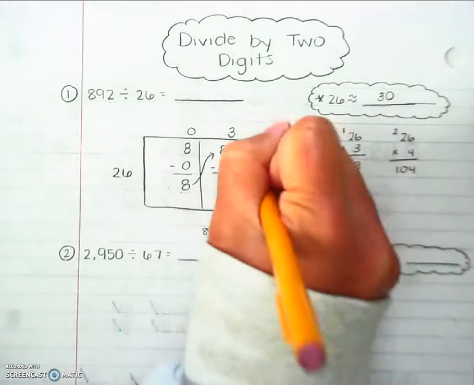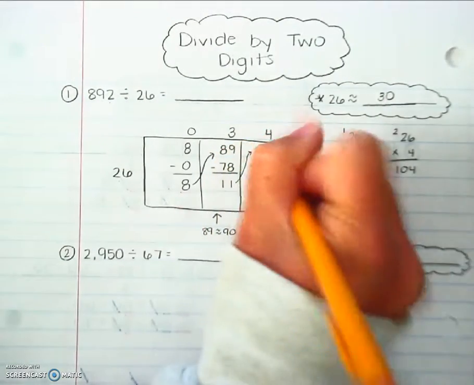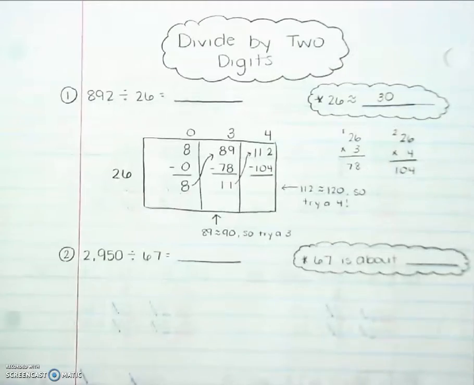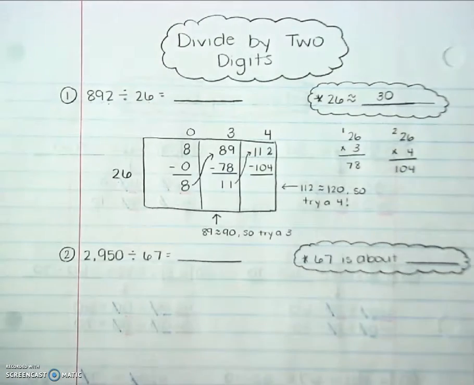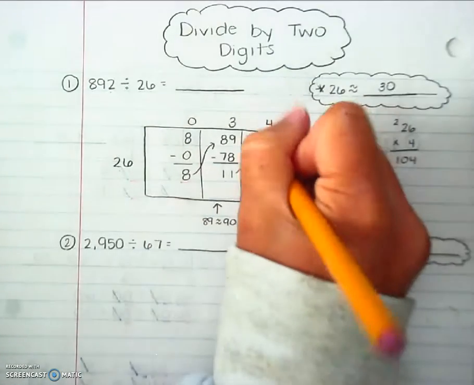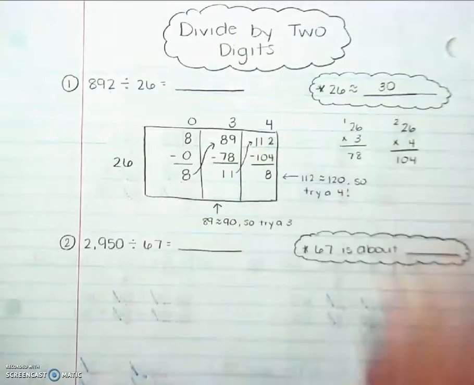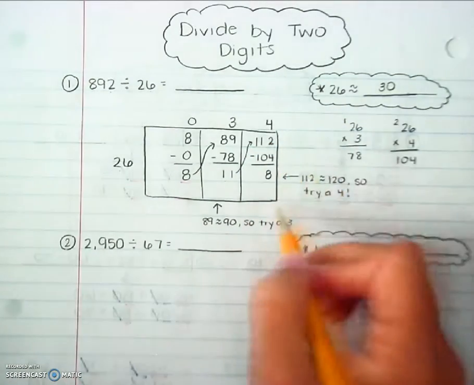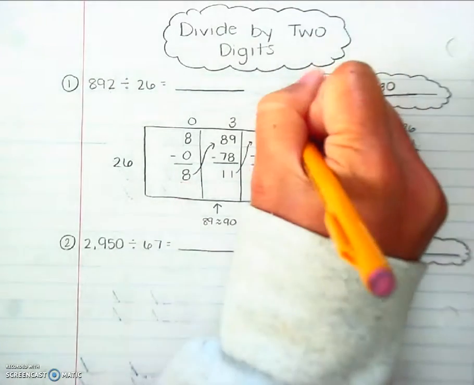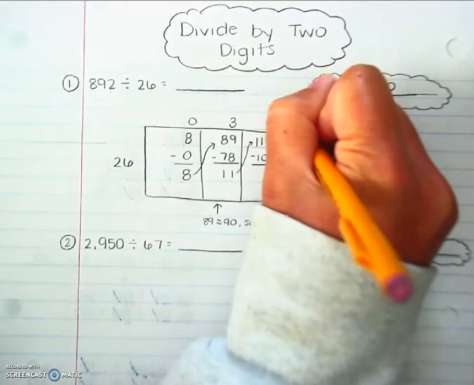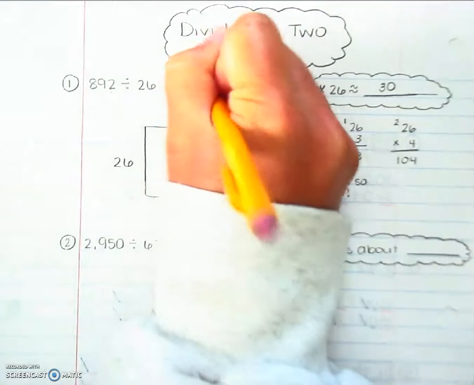So I'm going to subtract 104. I'll check those 2 places again. Is 104 less than 112? Yes, that tells me I didn't pick a number that was too big. Now when I subtract, I'm left with 8. Is 8 less than 26? Yes. I have no more digits, so that means that 8 is a remainder. So my answer is 34, remainder 8.